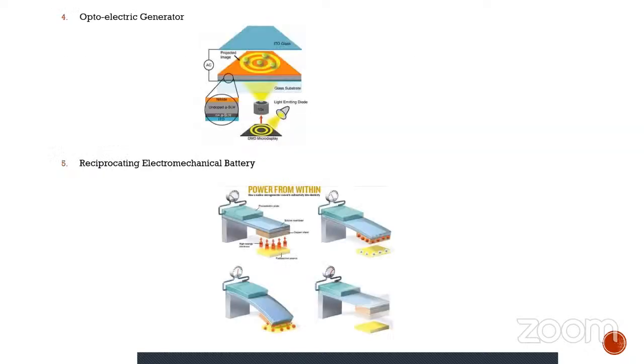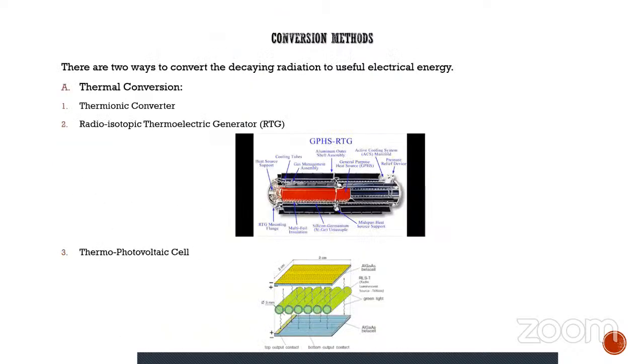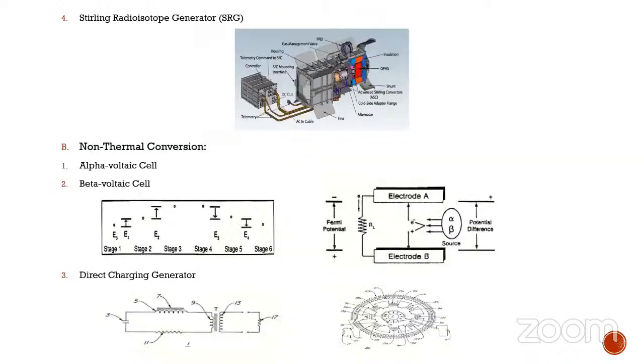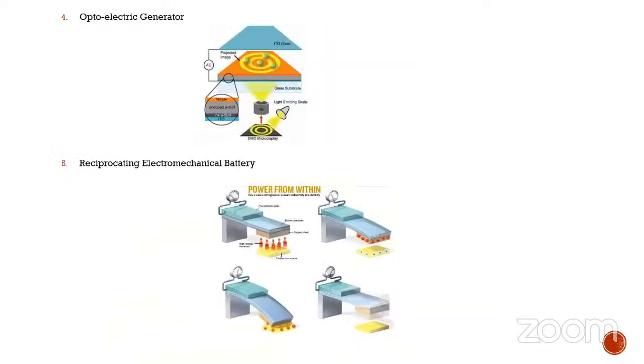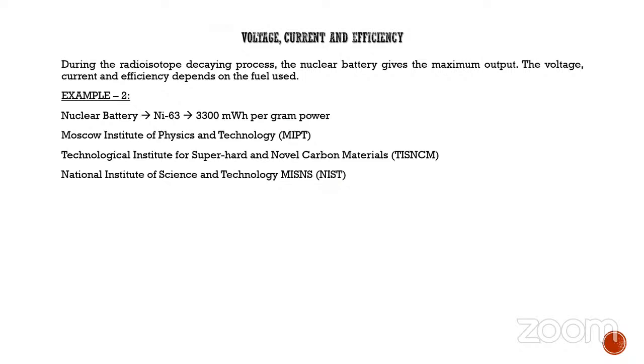So these are the types of conversions. We have thermal conversions and non-thermal conversions, and these are the types of thermal and non-thermal conversion methods, and the batteries or generators that we use.